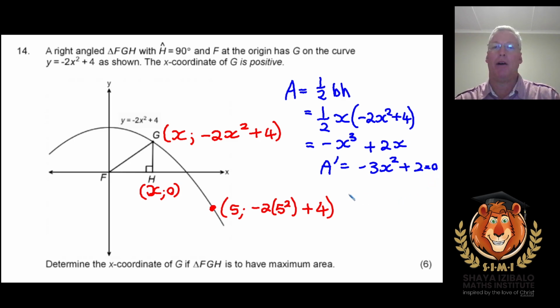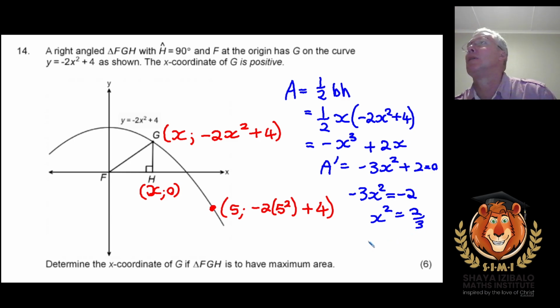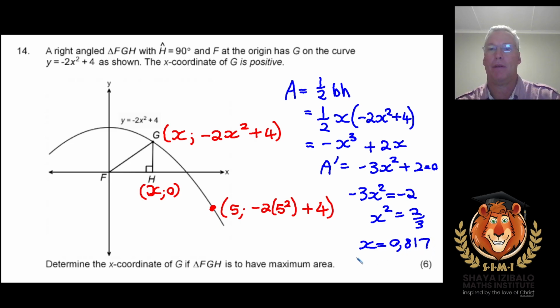I'm going to now solve that. So negative 3x squared equals negative 2. x squared equals 2/3. And so, in fact, we get x equals about 0,817. And that's the value of x that gives us the maximum area.